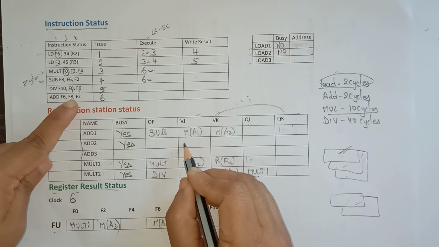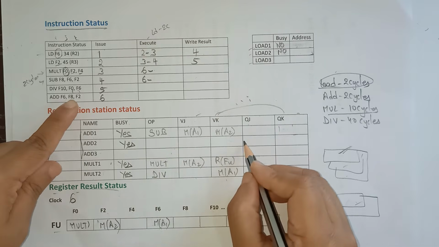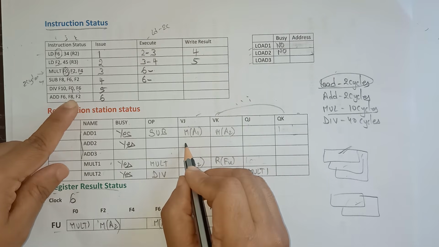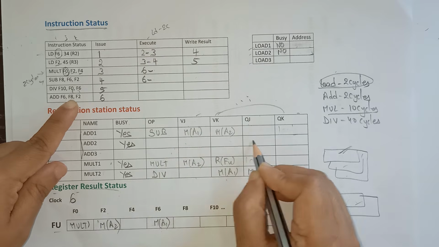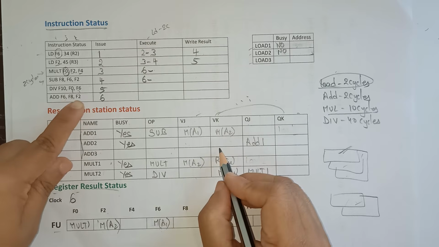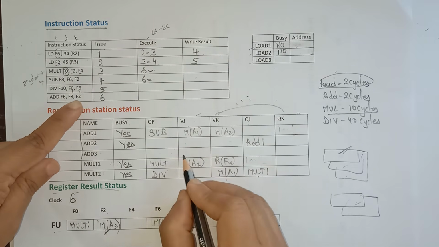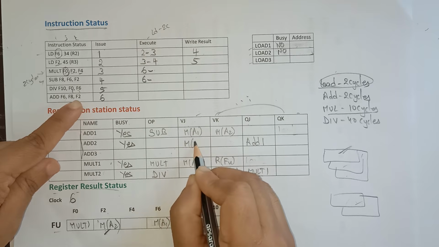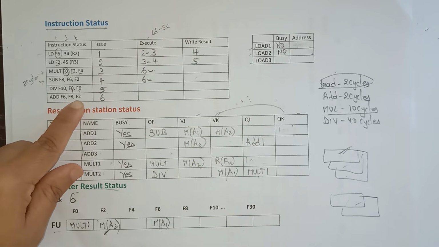Under the Vj, what do you have to write? Adder 1. Okay, it is in the reservation station. So you are not supposed to write a value here, because it writes only values. Whenever it is waiting, you have to write that adder 1 is waiting. Then what is F2? F2 is anyhow completed. What is the value of F2? M of A2. Okay, so this is the 6th clock cycle.